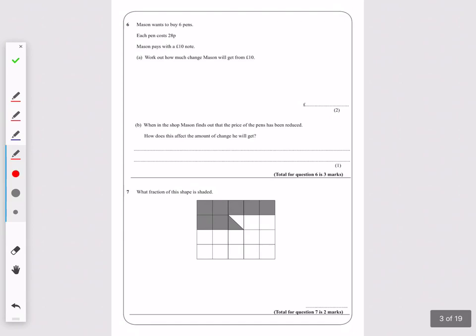Question 6, it says Mason wants to buy 6 pens. Each pen costs 28 pence, and Mason pays with a £10 note. Work out how much change Mason will get from the £10 note. So we're after the change, we're not after the cost of the pens. But we do need the cost of the pens first.